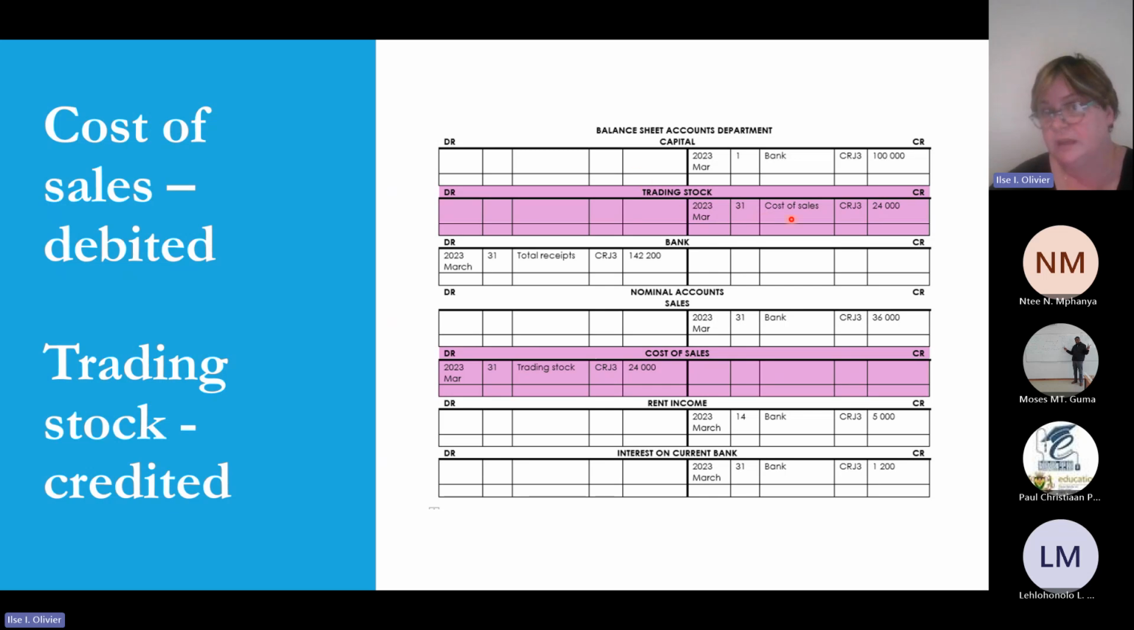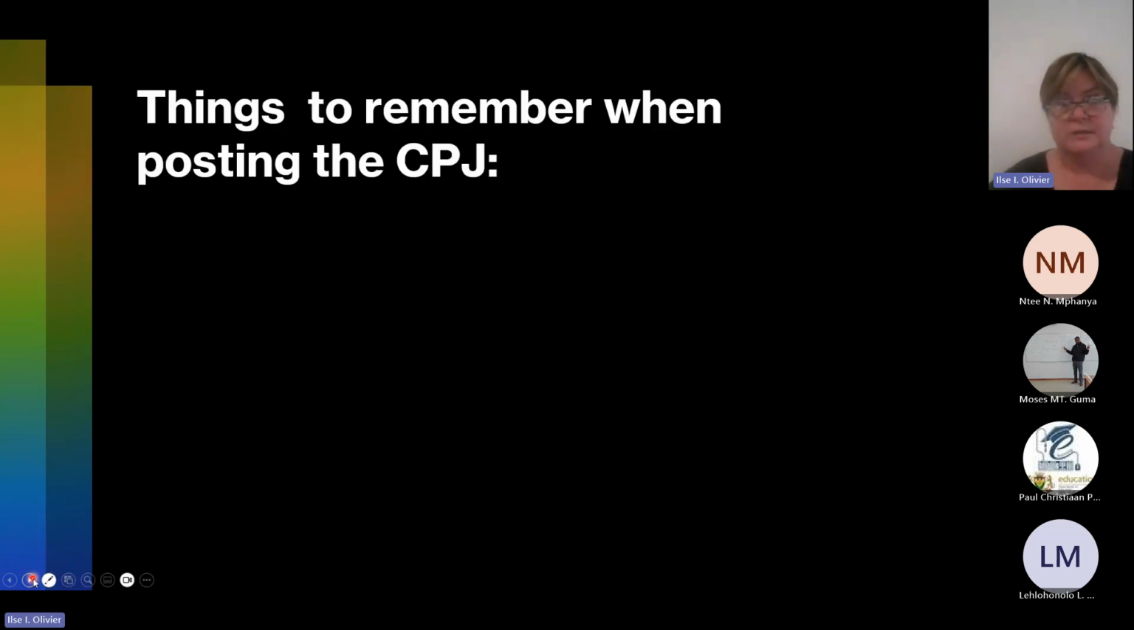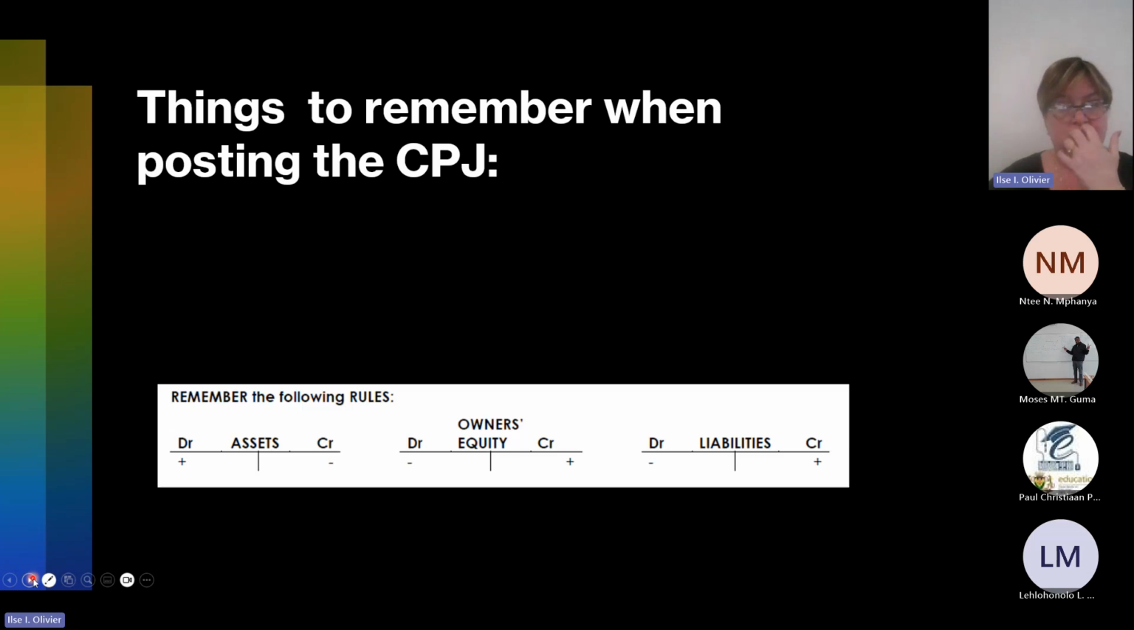And in that account, we're taking it to the credit side. 2023, March the 31st, cost of sales, CRJ3 for 24,000 Rand. Right. Things to remember when we post the CPJ.